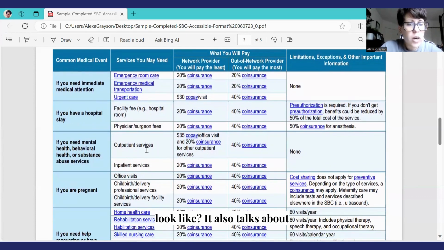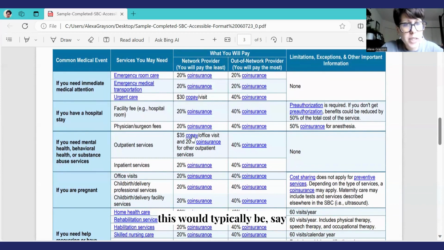It also talks about mental health and behavioral health. All plans on the insurance marketplace do have mental health coverage. They don't all have the same amount of mental health coverage, but they do typically have something because it's one of the 10 basic health benefits. It usually breaks it down by outpatient services and inpatient services.